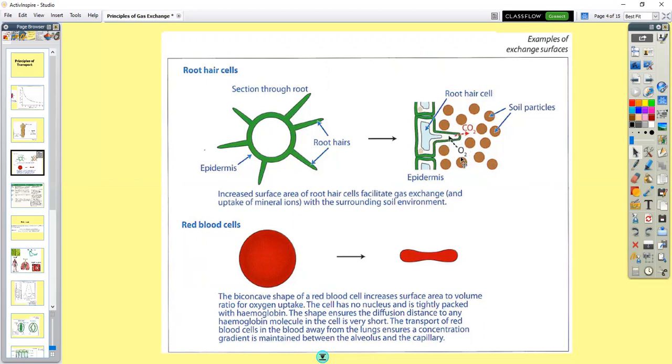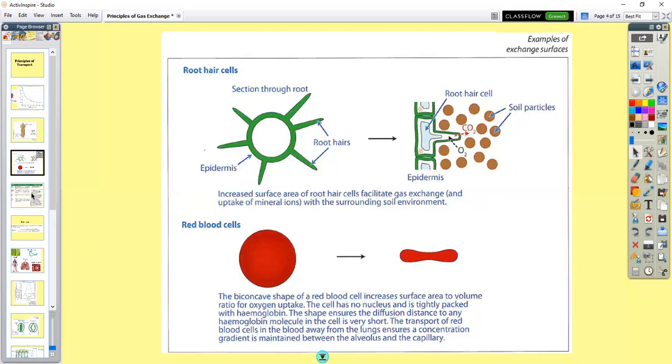Certain mineral ions can also be taken in by active transport or facilitated diffusion. Also, red blood cells are adapted by having that biconcave shape, and that gives them a large surface area. They are tightly packed with hemoglobin. There's no nucleus, so there's more hemoglobin within a red blood cell, and that's the bit that carries the oxygen. Thin membranes around the outside of the cell give a short distance for things to move in and out, which allows it to pick up oxygen in the lungs and then transport it to the tissues where it's required.